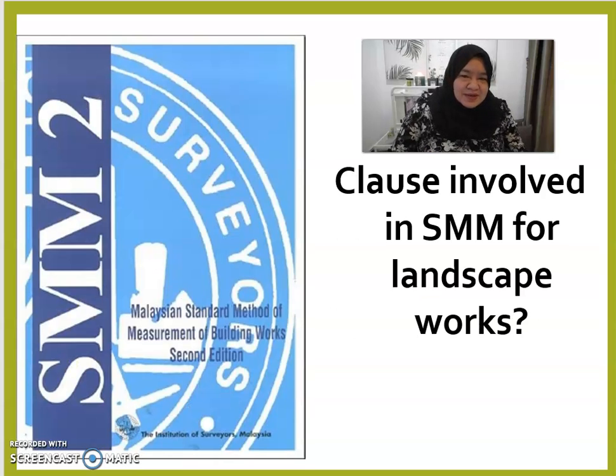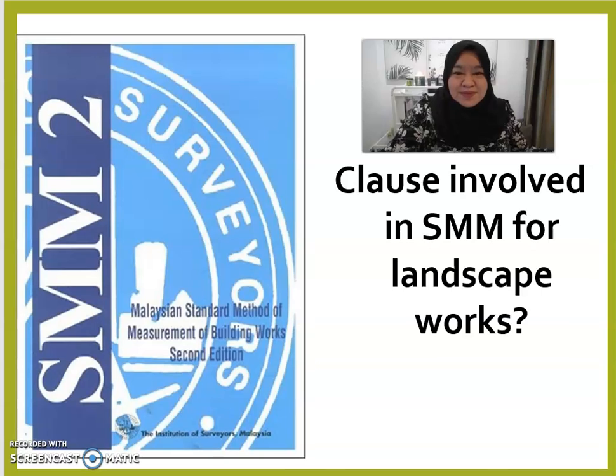So, which clause in the standard method of measurement 2 is related to landscaping works? Now the students, all of you need to have your SMM2 with you, and please refer to section W in page 134 and under the subheading of fencing, turfing, and planting. So all of the clauses are related to section W of SMM2.